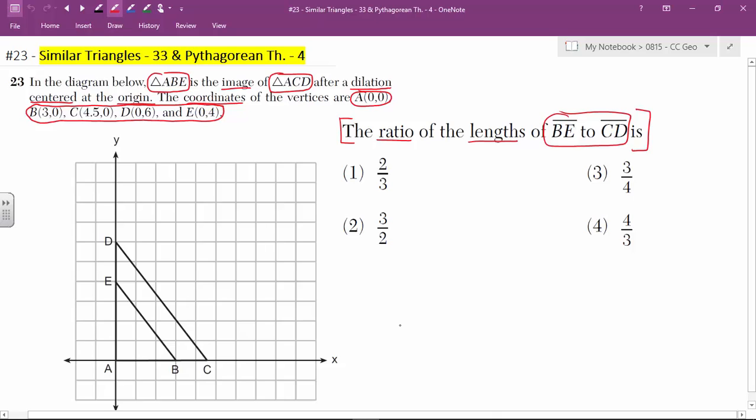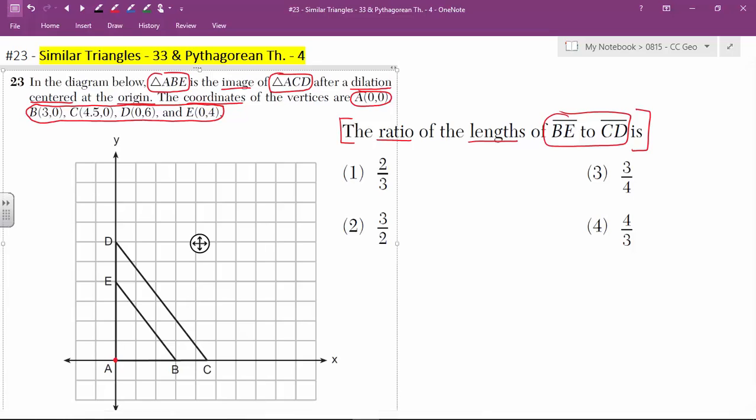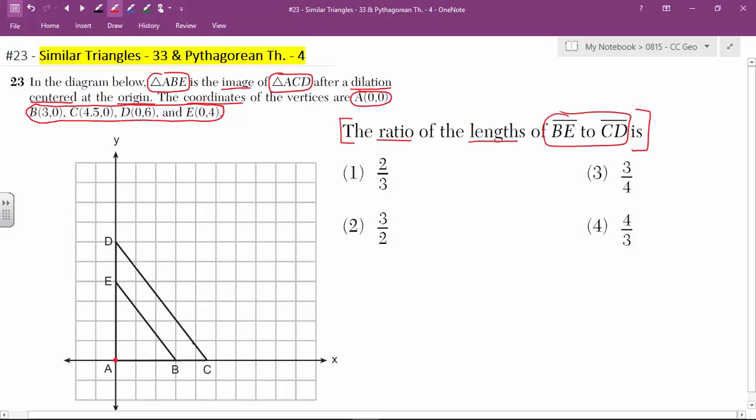All right, problem 23. In the diagram below, triangle ABE is the image of triangle ACD after a dilation centered at the origin. The coordinates of the vertices of A, B, C, D, and E don't really matter. They already plotted all those things for us. Maybe it matters, I don't know. Let's take a look at the question.